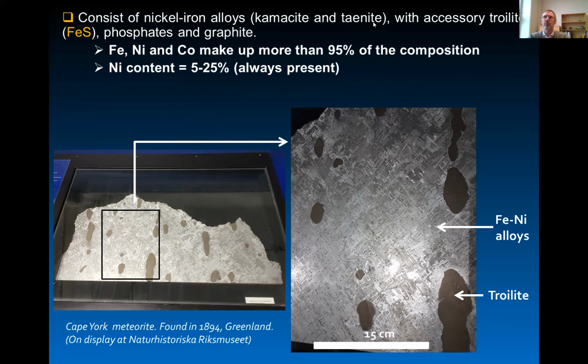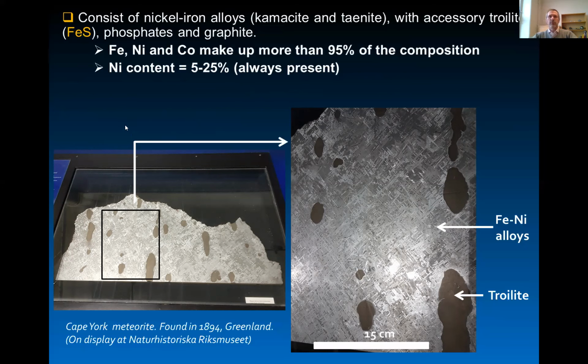We can find also troilite, iron sulfide. Phosphates are also present, and graphite. Iron, nickel, and cobalt make up more than 95% of the composition. The nickel content is between 5 to 25% of the composition, always present. That is very, very interesting in terms of resource.